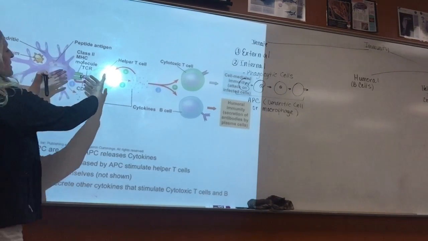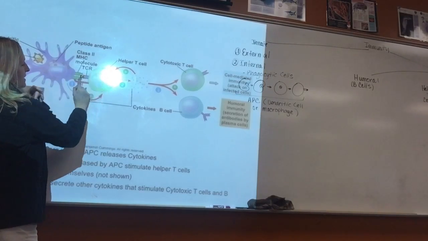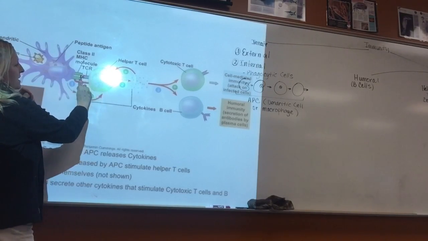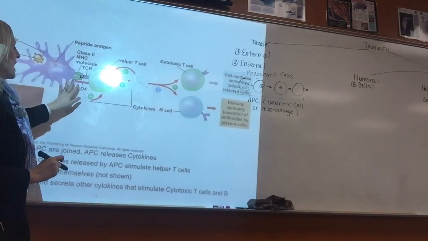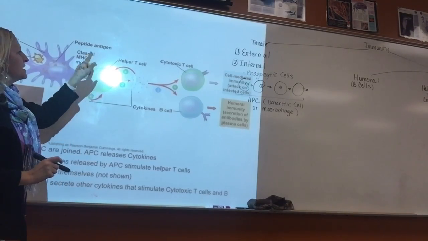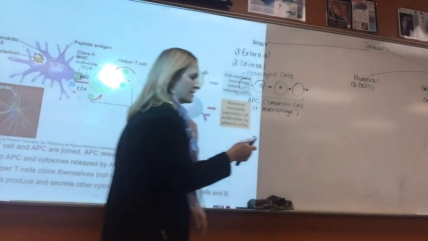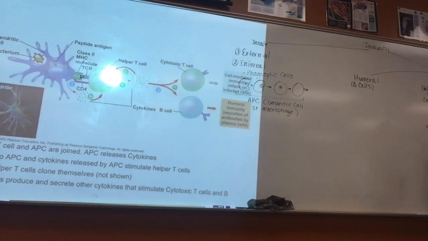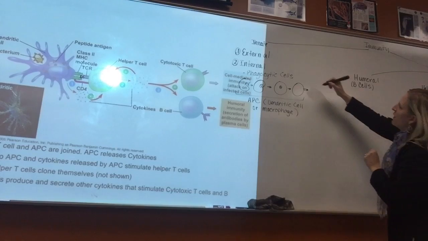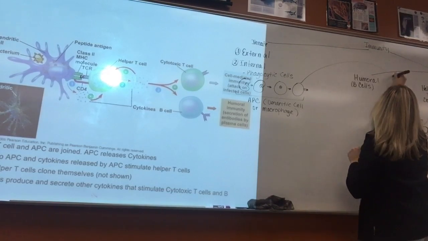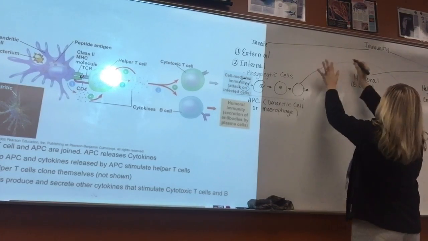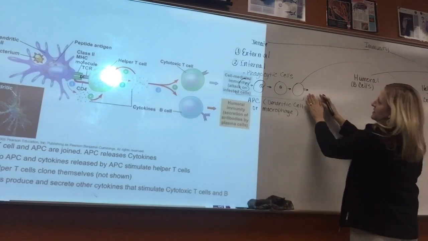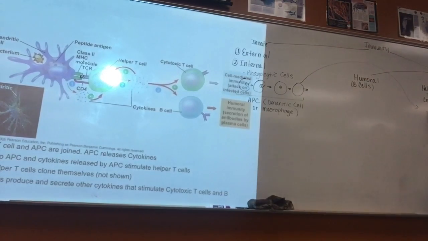So these cells have receptors that bind; this helper T cell binds to this particular antigen. And that binding stimulates the helper T cell. So let's go ahead and draw that on our big picture here. I'm going to put an arrow over here to show how this relates to this. So this is going to stimulate your helper T cell.